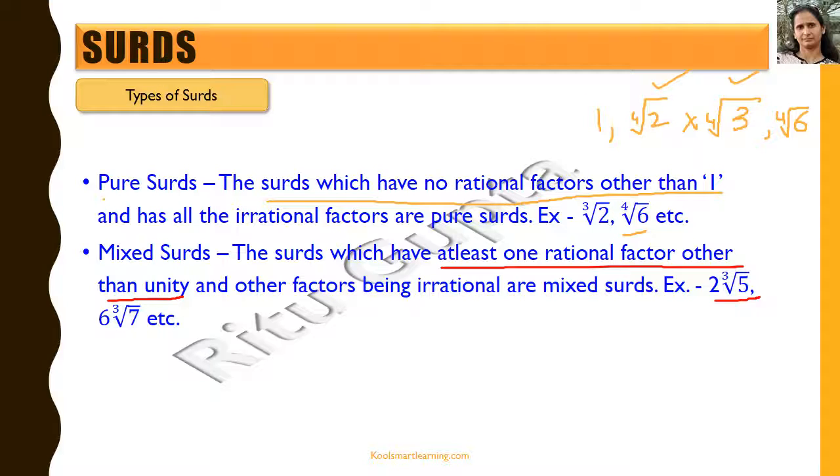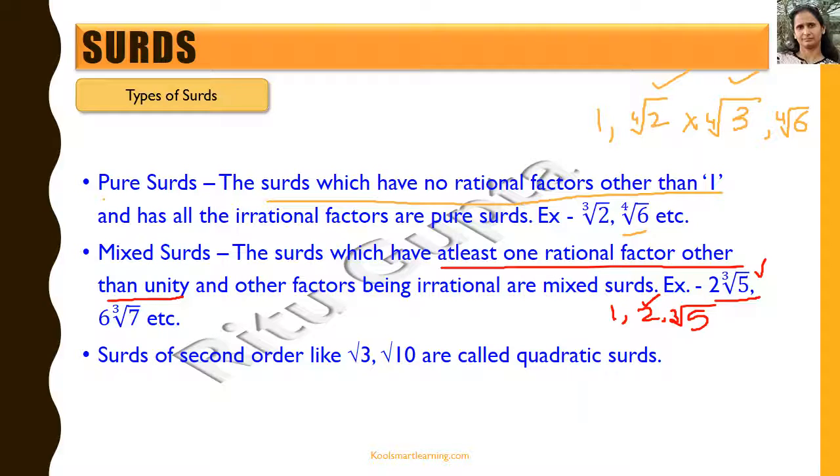In this, if we take an example of 2 into cube root of 5, we see the factors are 1, 2, cube root of 5 and itself. So this means that besides 1, it has 2 as another rational factor. So such surds are called mixed surds.